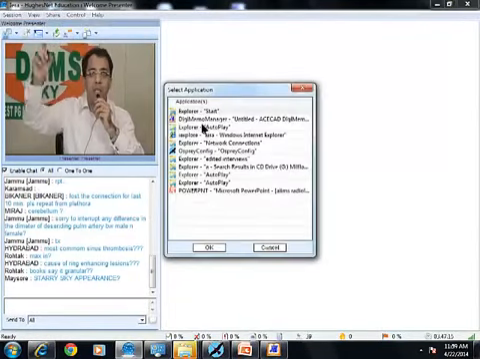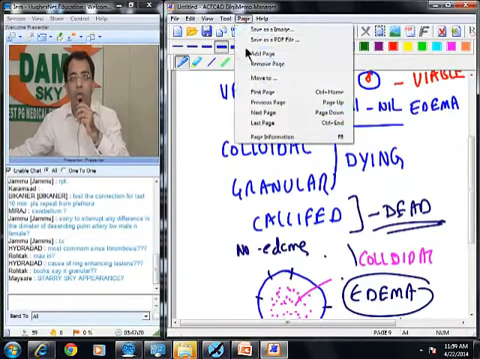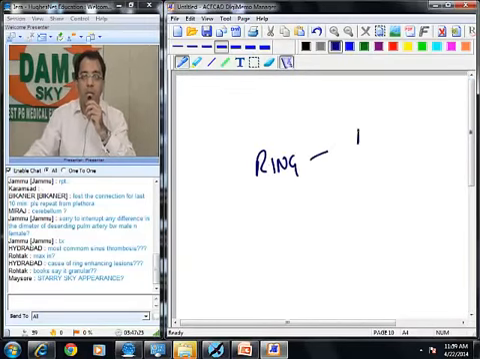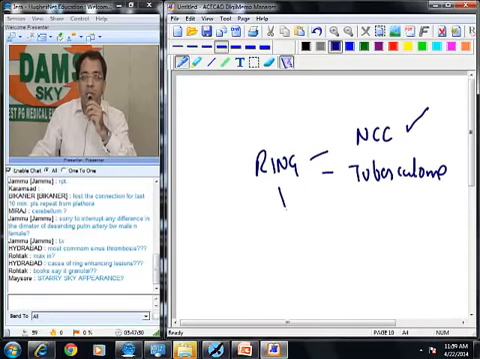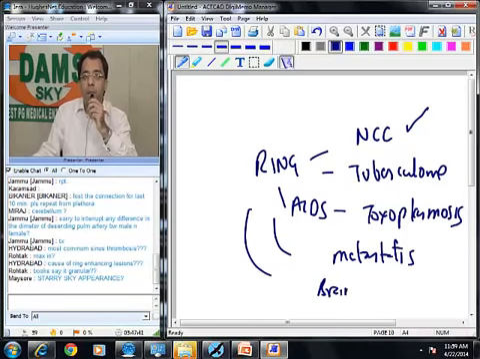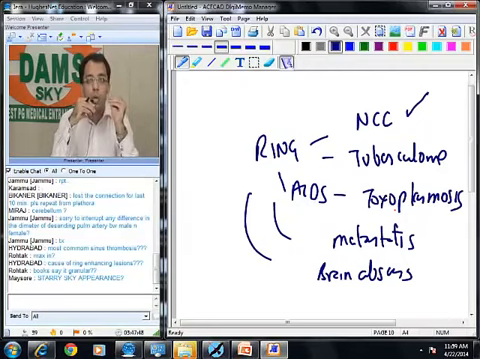Ring enhancing lesion in the brain are seen in. Very important question. You can get into AIIMS because you have asked a good question now. Good question can get you to AIIMS. Bad questions can take you nowhere. Ring enhancing lesion is NCC, neurocysticercosis, tuberculoma. If they say AIDS patient, then you will mark toxoplasmosis, metastasis, brain abscess. Ring enhancing lesion in the brain causes are neurocysticercosis, tuberculoma, toxoplasmosis, metastasis, brain abscess.